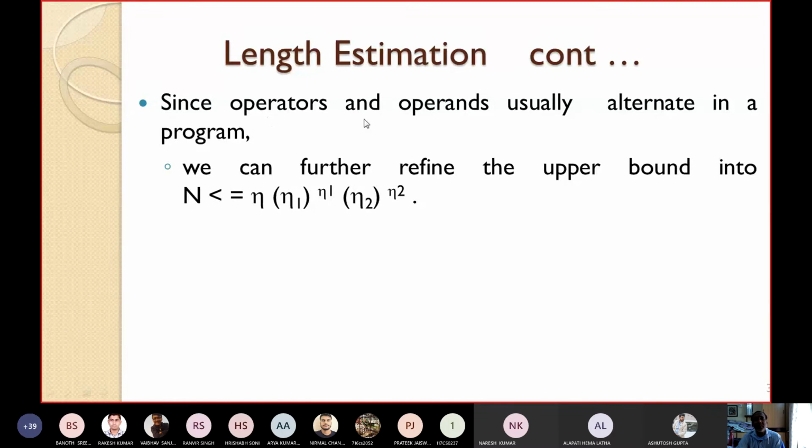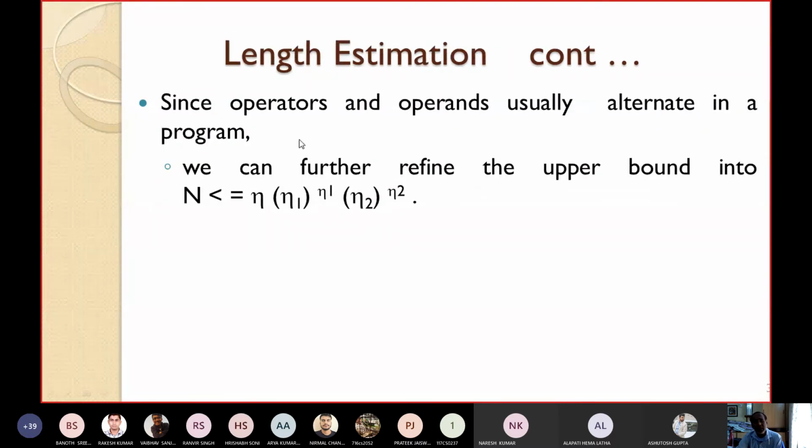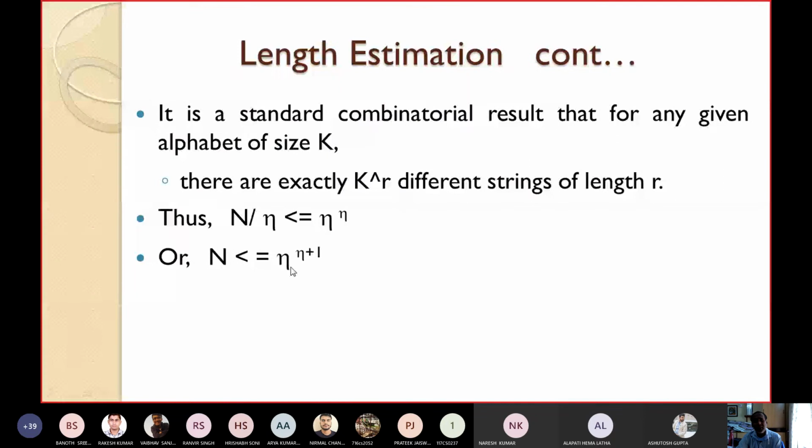Since the operands and operators usually alternate in a program, we can define the upper bound. We are just modifying this equation. We are breaking now η into η1 and η2. Since the operators and operands usually alternate in a program, we can modify the upper bound as follows: η is equal to η into η1 to the η1 and η2 into η2 to the η2. I have used η1 and η2 in place of η.